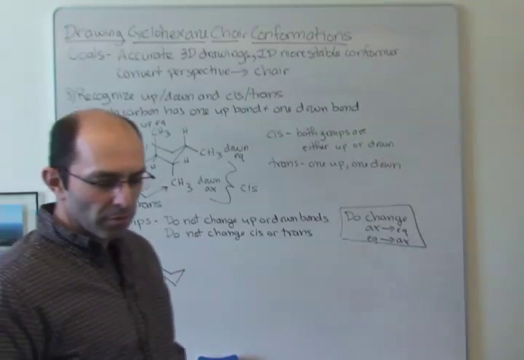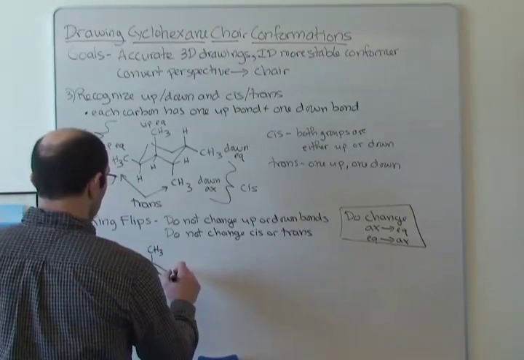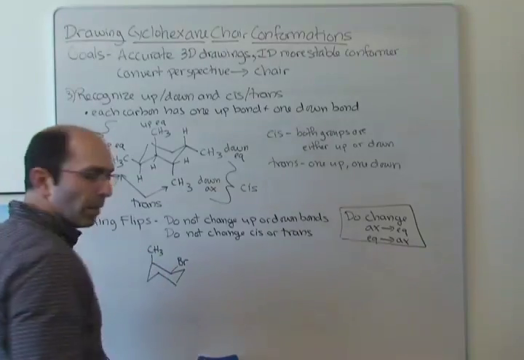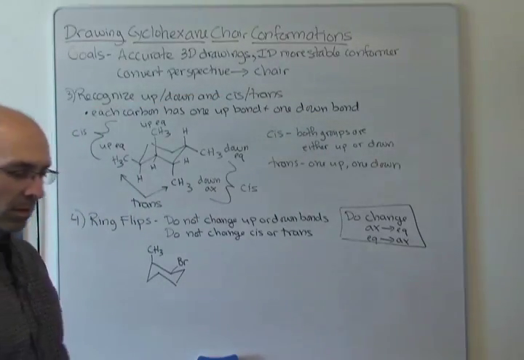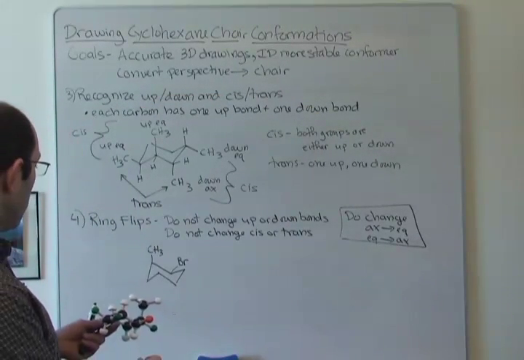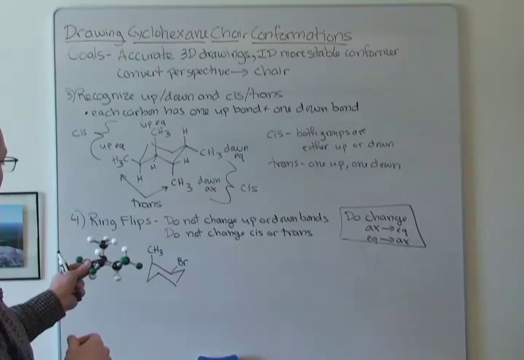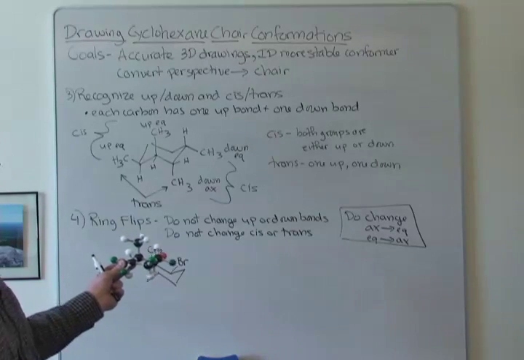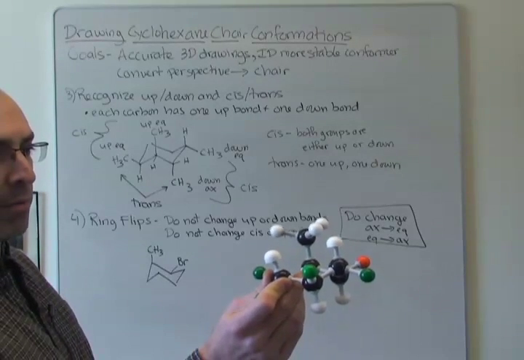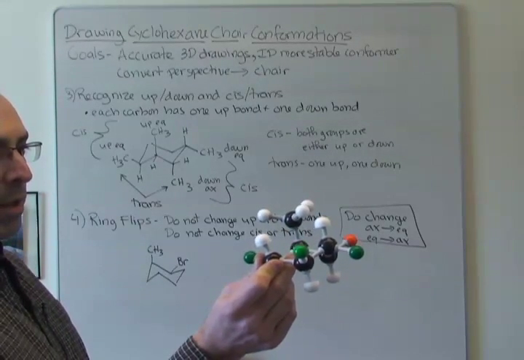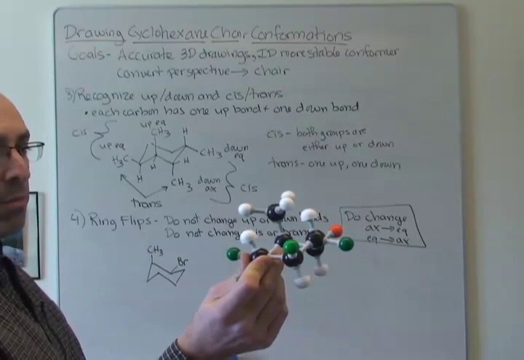All right, so we're going to have a methyl group and a bromine. So make that model. I've got that model made right here, where I've got a methyl group axial, and a bromine group equatorial. And the way you're looking at it now, they're on the carbons that are away from you, okay?